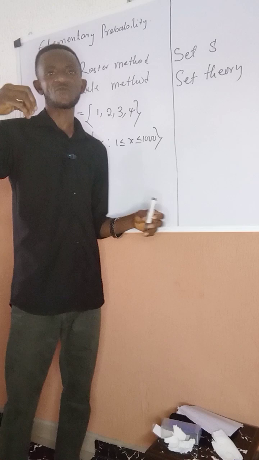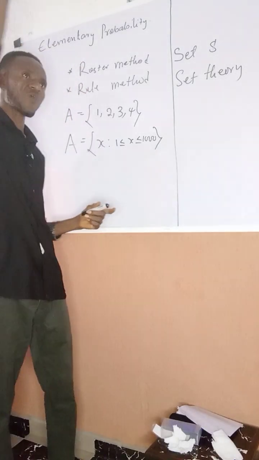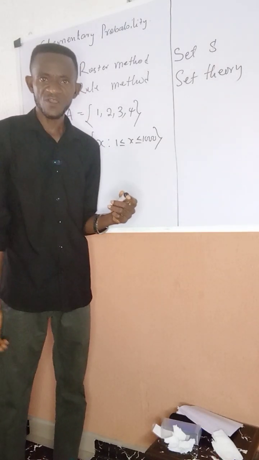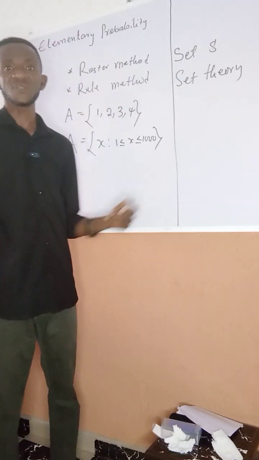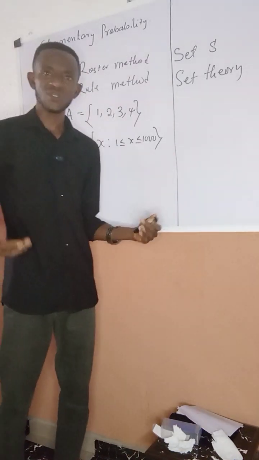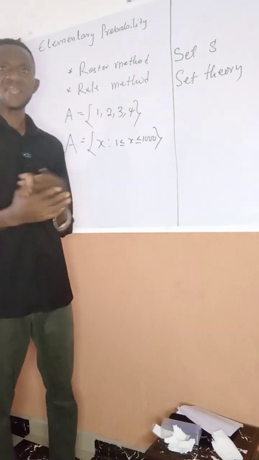Or consider the toss of a coin. When you flip a coin in the air and it falls on the floor, you cannot categorically say it's going to fall with the tail or it is going to fall with the head. These are what we call random experiments.